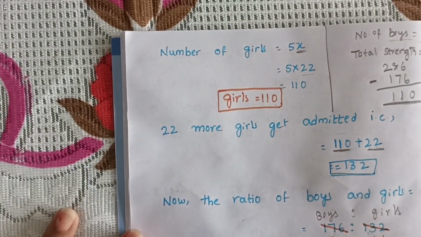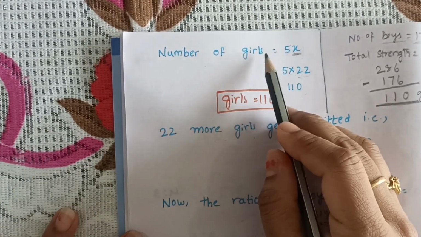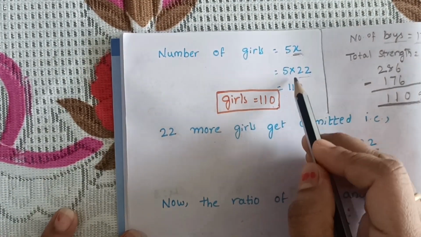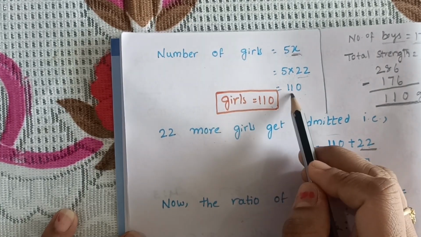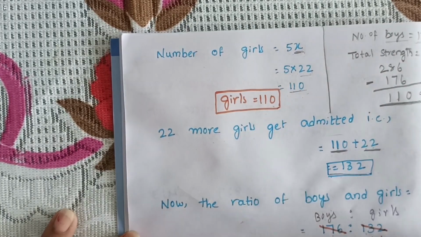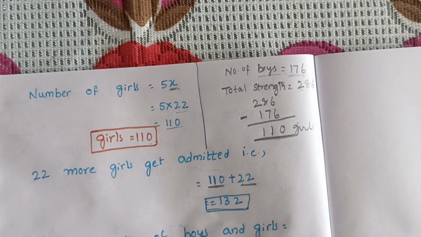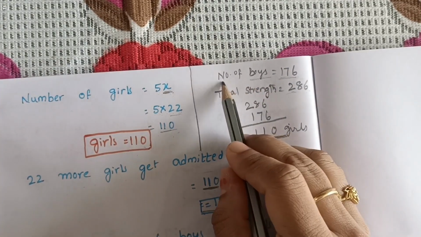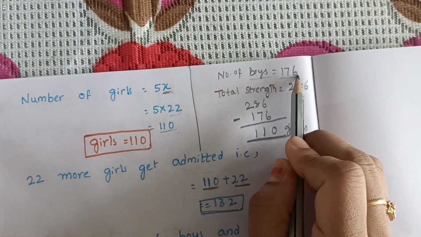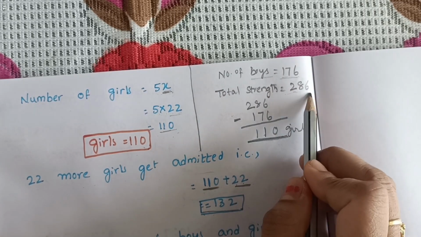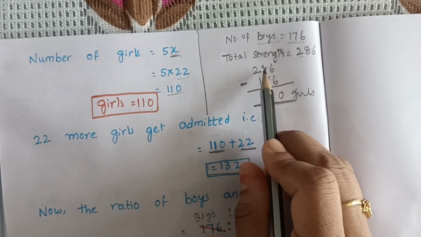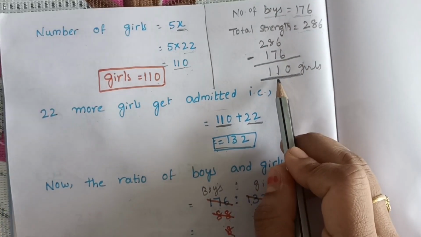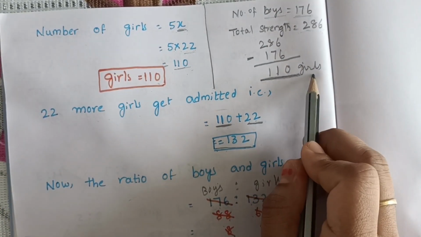Number of girls we need to find here. So the number of girls is 5x. In the place of x, we will write 5 into 22. The total number of girls, we got 110. In another form also we can write. We know the total number of boys, that is 176. The total strength is 286. If we subtract the number of boys 176 from 286, we get 110 girls.